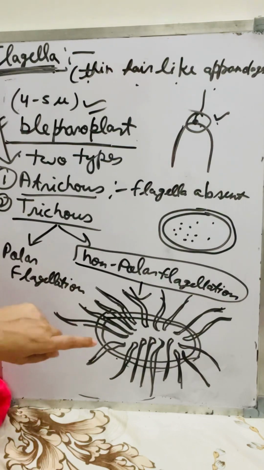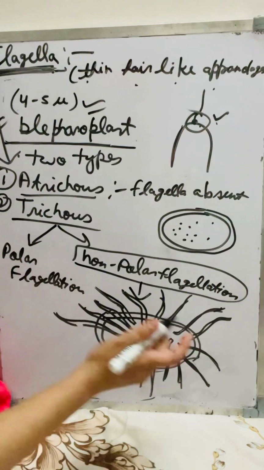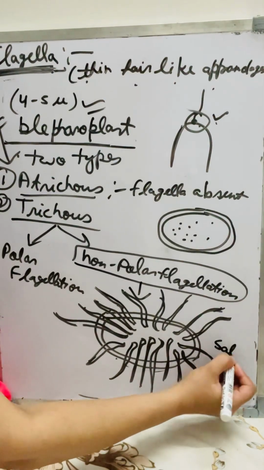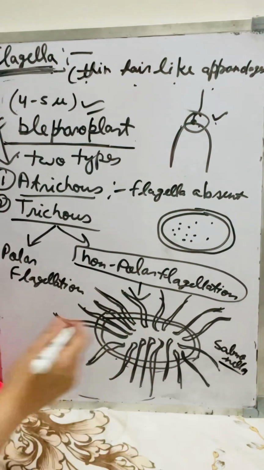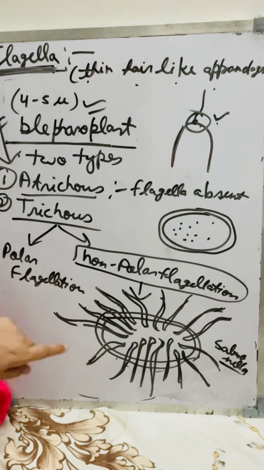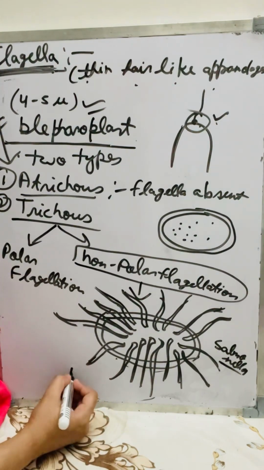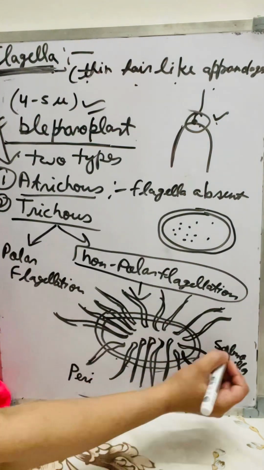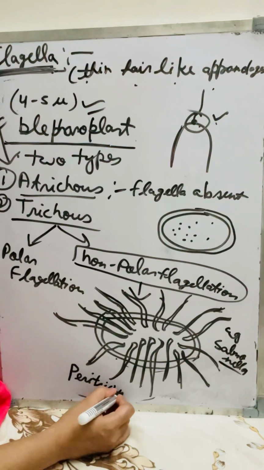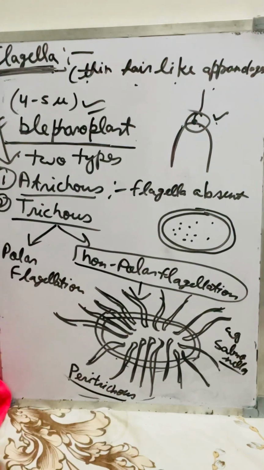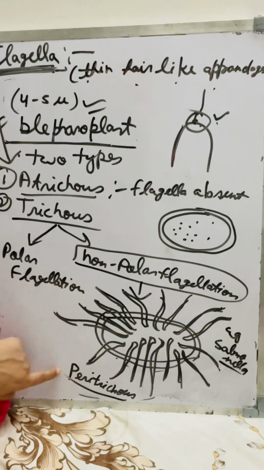This is seen in Salmonella typhi, a bacterium which causes typhoid, and this kind of bacterium is called peritrichous. An example of peritrichous bacteria is Salmonella typhi.